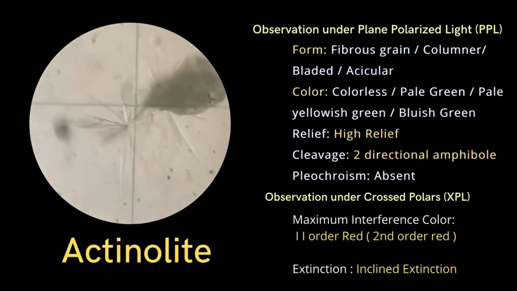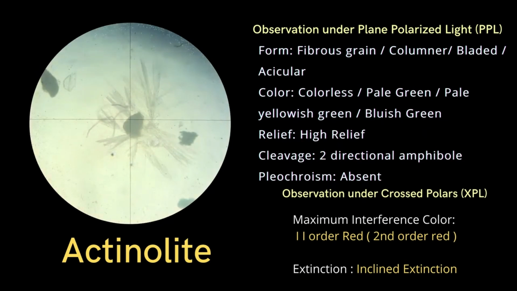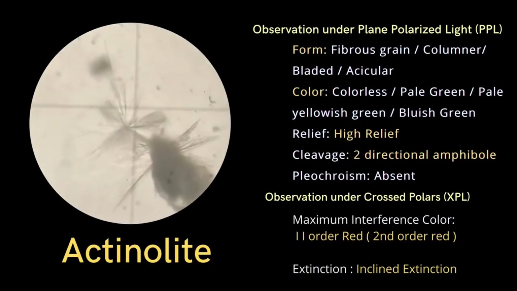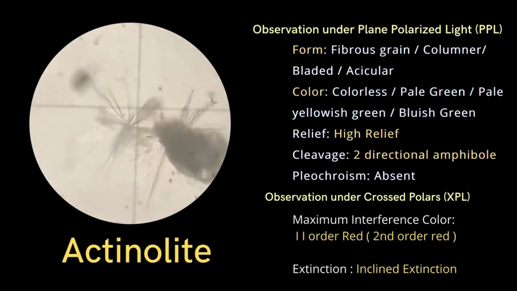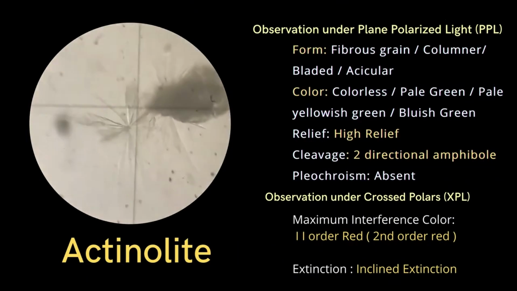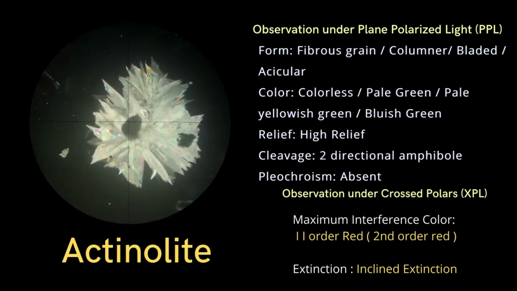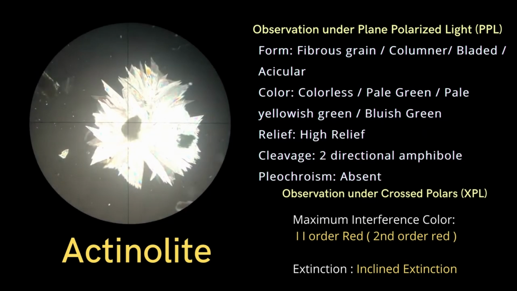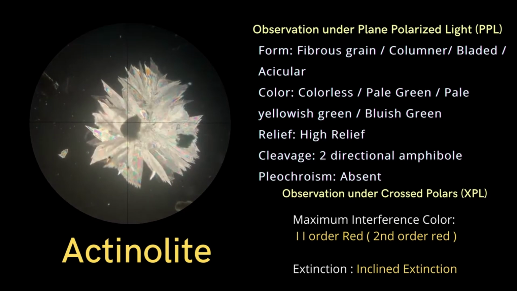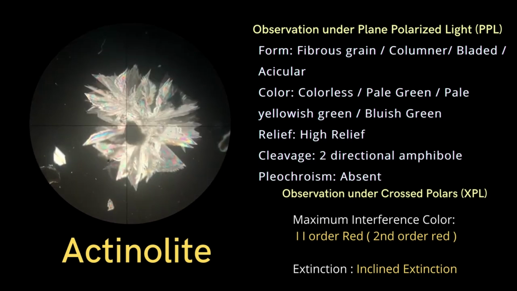Actinolite also exhibits a two-directional cleavage, which is characteristic of amphiboles. Pleochroism is absent in this particular grain, although slight variation may appear in samples. Actinolite's fibrous form, distinct cleavage, and interference color make it a fascinating mineral to identify in thin section.